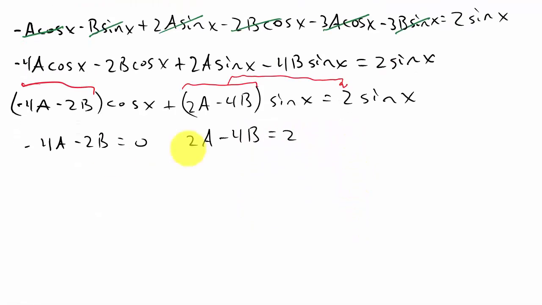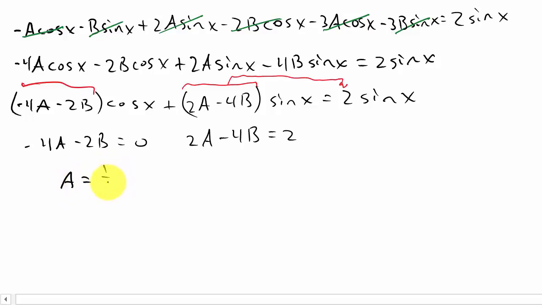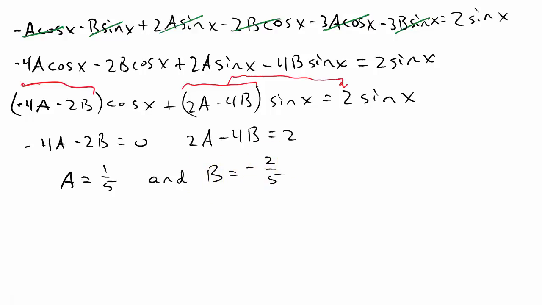And then these are just two equations, two unknowns. You should know how to solve them, so I'm not going to show that work, but we would get a equals 1/5, and we get b is equal to negative 2/5.